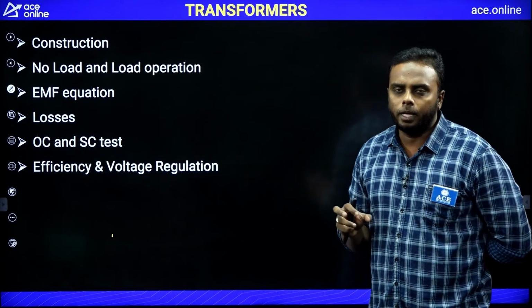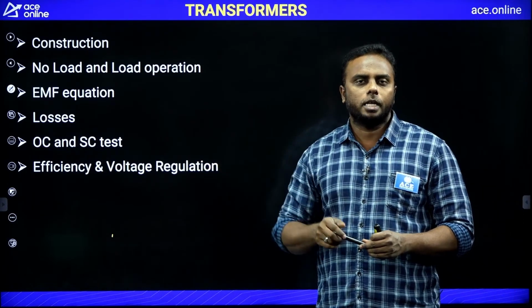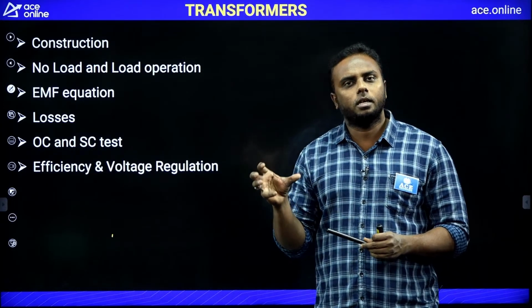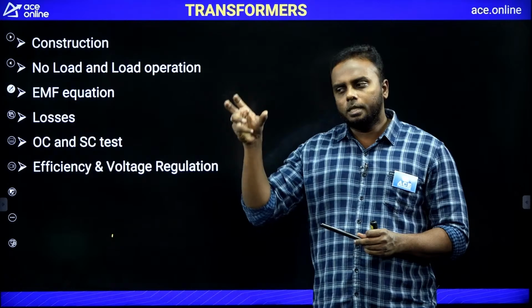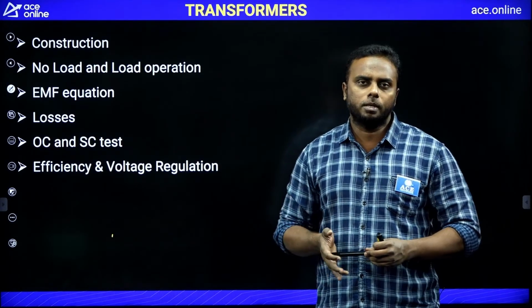What is the condition for maximum? X by R ratio of load must be equated to X by R ratio of transformer. And for zero regulation, X by R ratio of load is the reciprocal of X by R ratio of transformer. So these two conditions and numericals based on this.